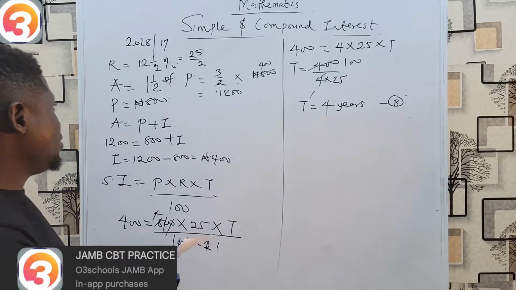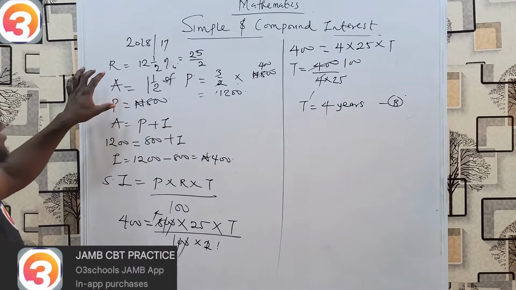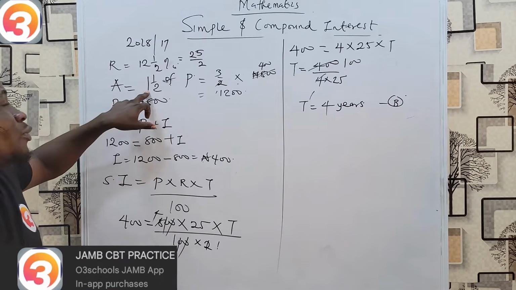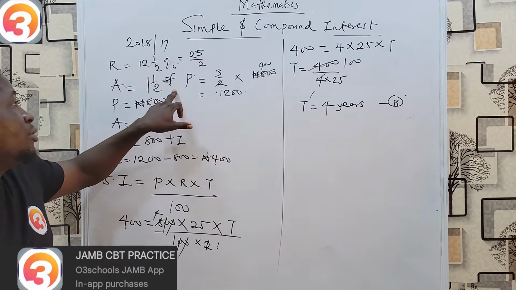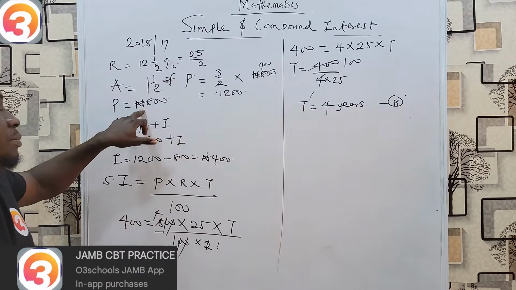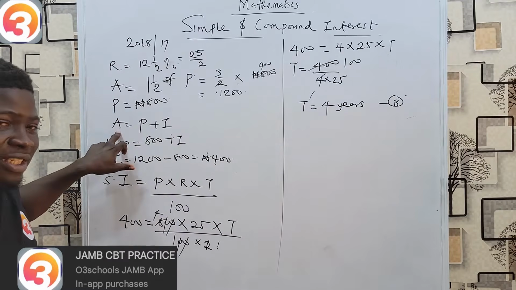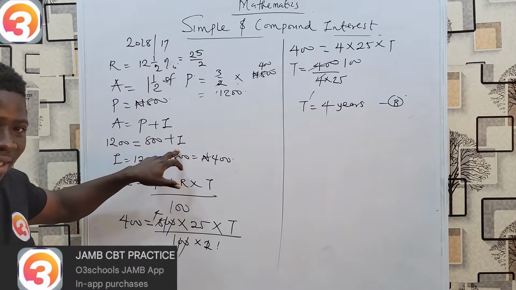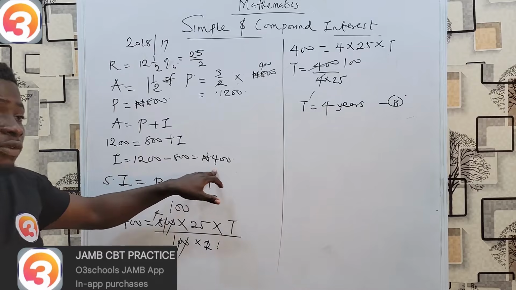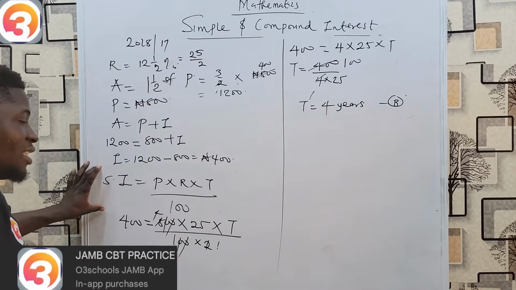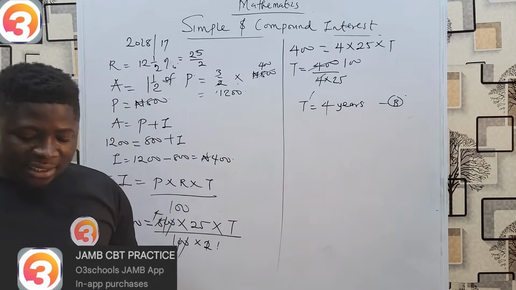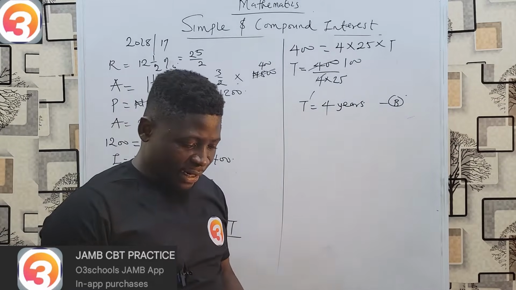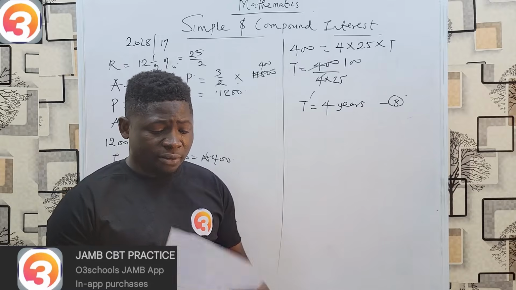It's very simple here because we're given the rate and the amount. They say the amount is 1 over 2 of the principal. So we calculated the amount to be 1,200, and we know the principal to be 800. The amount is principal plus interest, so we look for the interest, which is 400 naira. Then we use the simple interest formula to find the exact number of years that the money was left in the bank. So that's a very simple question from simple interest.